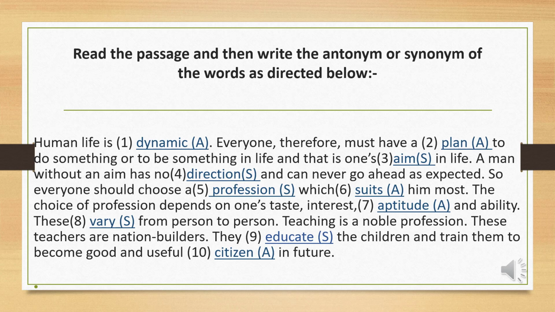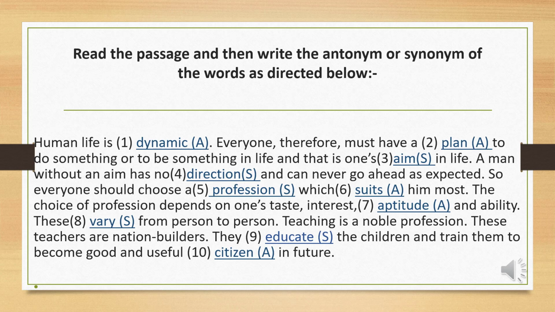Human life is dynamic. Everyone, therefore, must have plan to do something or to be something in life, and that is one's aim in life. A man without an aim has not directions and can never go ahead as expected. So, everyone should choose a profession which suits him most. The choice of profession depends on one's taste, interest, aptitude, and ability. These vary from person to person.